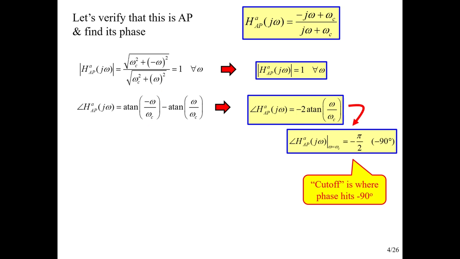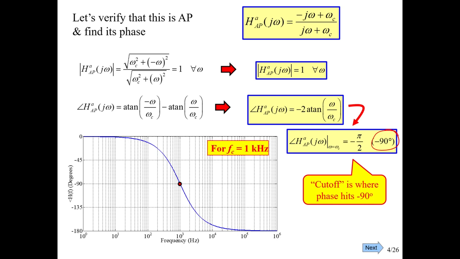And we can check to see what this omega c is really representing. So if we plug in omega c, we get arctan of 1, and that turns out to be pi over 4, but then you have the times 2, and you get minus pi over 2. So that's equivalent to minus 90 degrees. And so we say for a first order all-pass filter, the cutoff is where the phase hits minus 90 degrees. And so you might wonder, how do we specify the cutoff frequency of an all-pass filter since the magnitude stays flat? Well, that's how we do it.